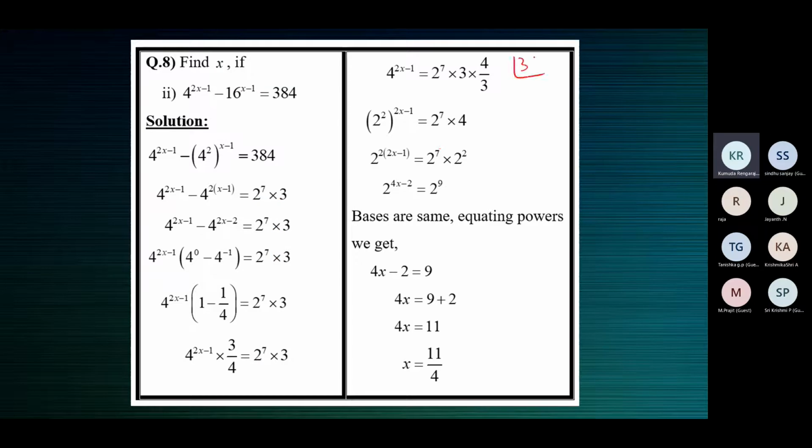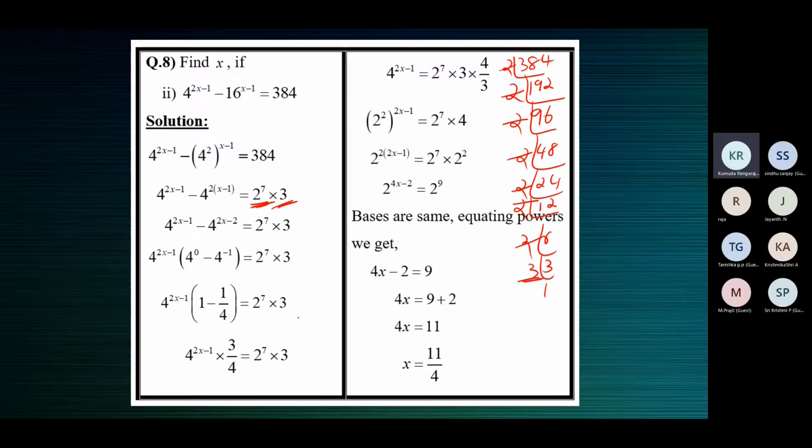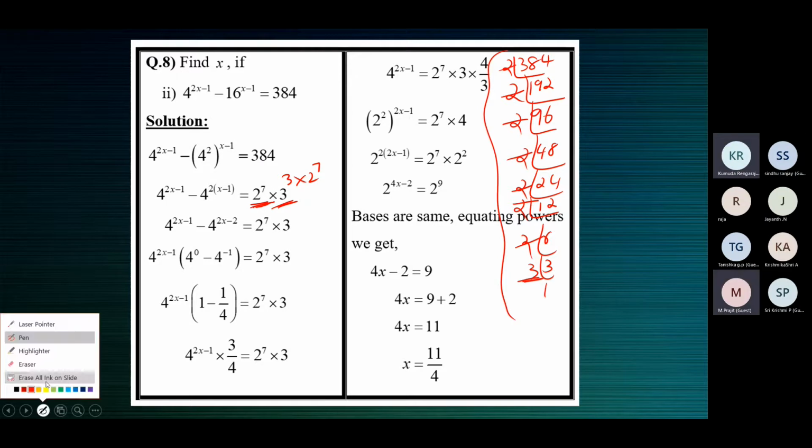See here, the prime factorization of 384: 384 divided by 2 is 192, then 96, 48, 24, 12, 6, 3, and then 1. So there are 7 twos. So 2 to the power 7 into 3. All of us will get the same thing. Maybe you have written it as 3 into 2 to the power 7. That can be the only difference. Either you write it as 3 into 2 to the power 7 or 2 to the power 7 into 3. Okay, I'll clear the slide because you know this part well. Yes, ma'am.